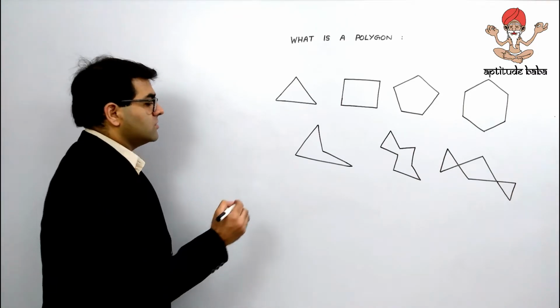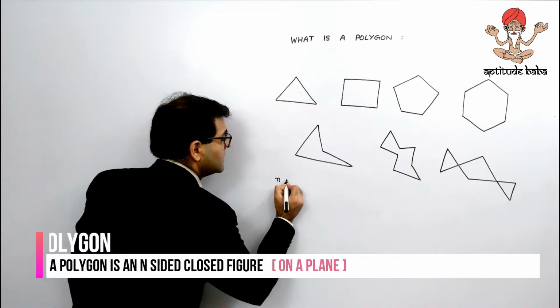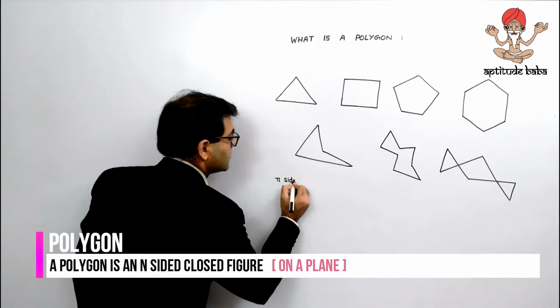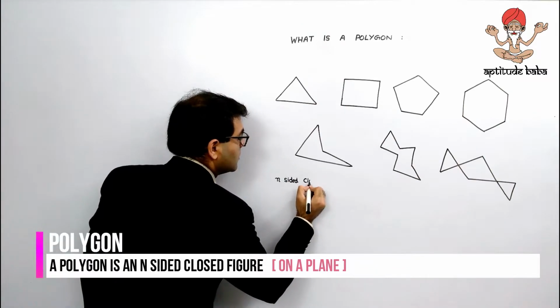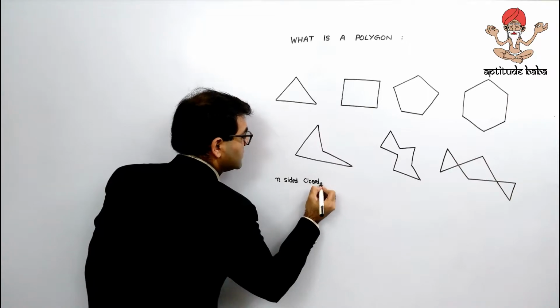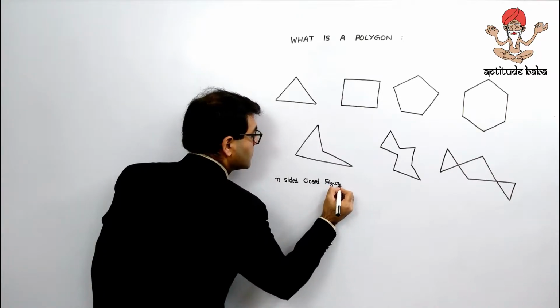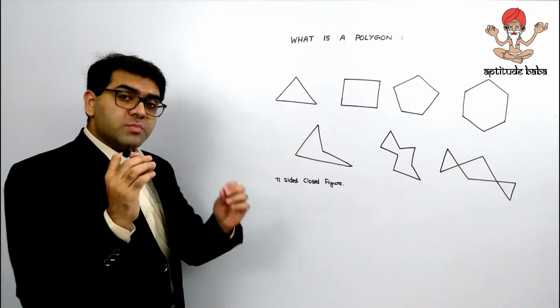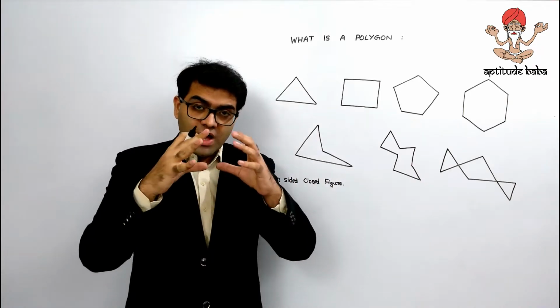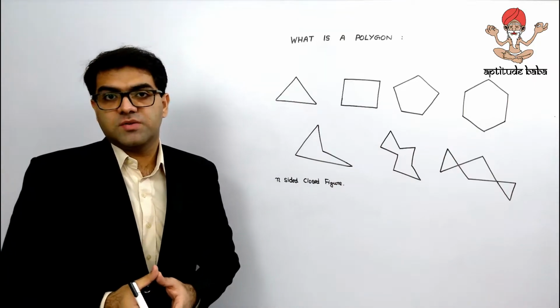By definition, a polygon is defined as an n-sided closed figure. Now, what do I mean when I say it's a n-sided closed figure? It simply means that मेरे पास n line segments हैं जो आपस में एक closed figure बनाते हैं.